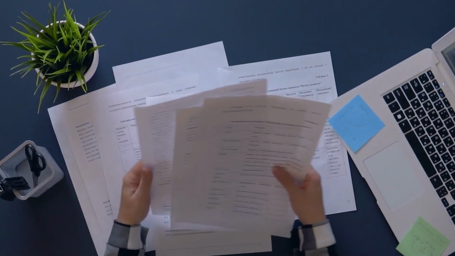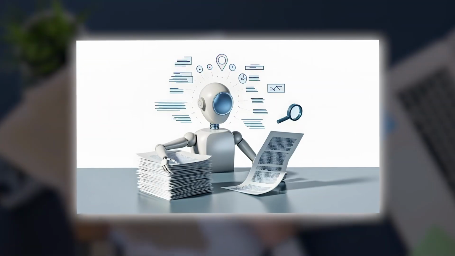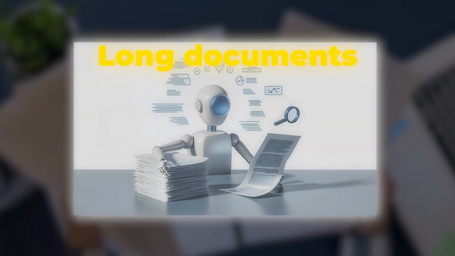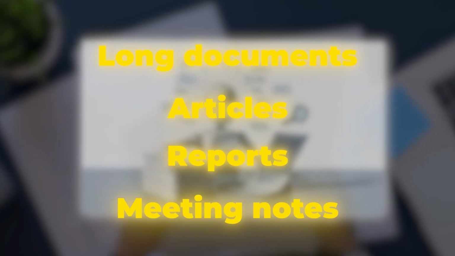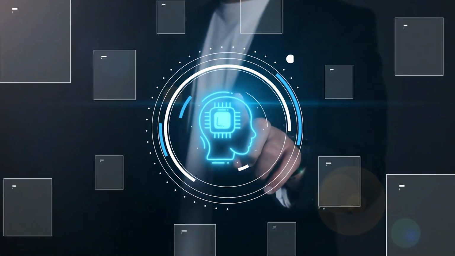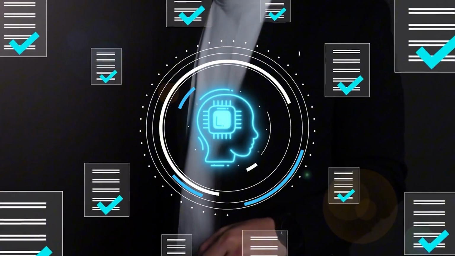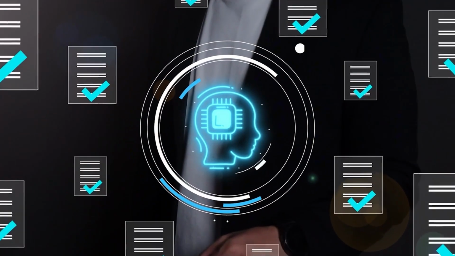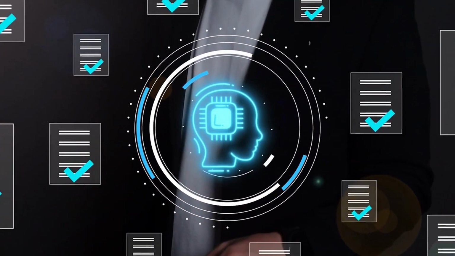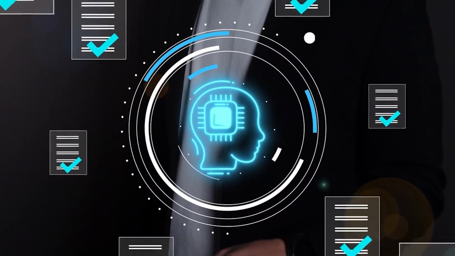Another powerful beginner use of AI automation is summarization. If your work involves reading long documents, articles, reports, or meeting notes, AI can summarize them in seconds. You can paste text and ask for a short summary, key points, or action items. This turns hours of reading into minutes. Over time, this becomes one of the most noticeable productivity boosts.